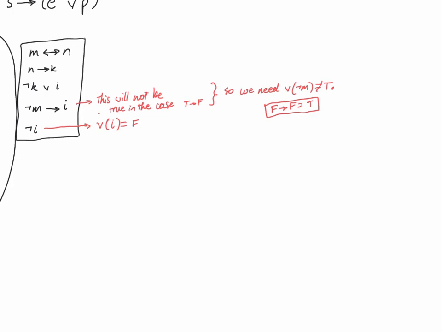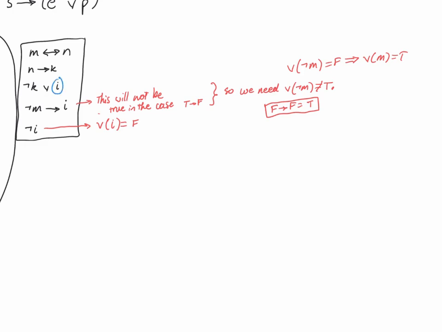Well, okay, but there's really just one thing to do. So we need the value of negation M to be false. So that means we need the value of M to be true. So we've decided M is now true. Okay, now let's keep going.